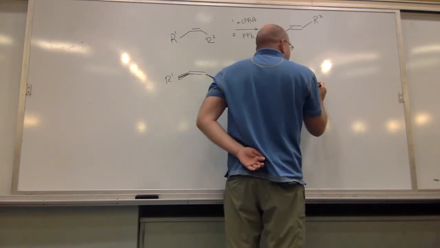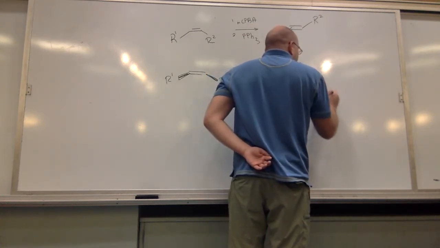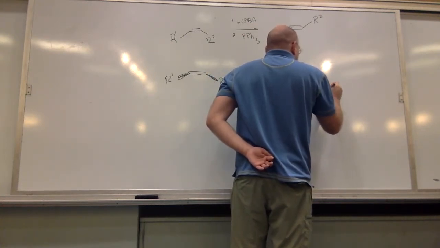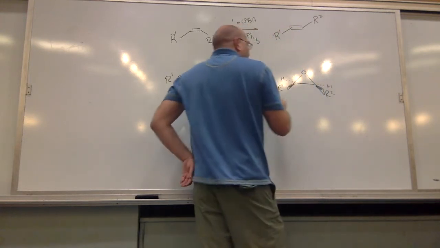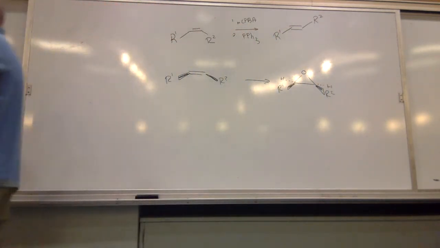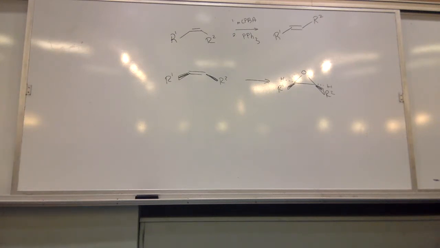What's going to happen is that my R1 and my R2 are going to be on the same face. Okay. All right, so now I've got the epoxide. I know that I'm doing stereochemistry, and I need to know stereochemistry, so it's important that the epoxide is done and is drawn with the right stereochemistry. Okay. All right, so now it's something new.